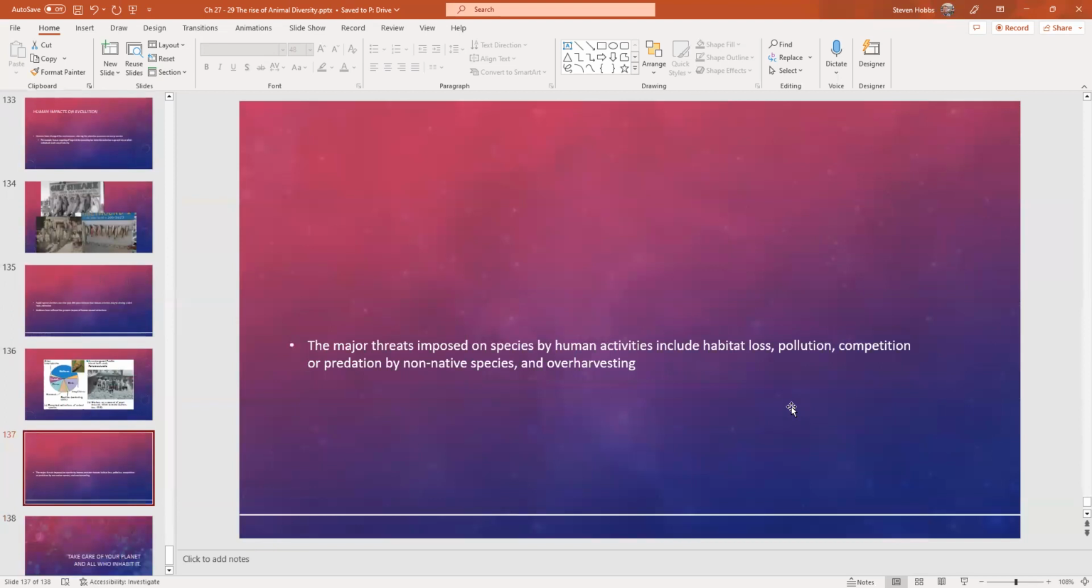So 3 major threats: habitat loss, pollution, and then competition, also known as predation, as well as overharvesting being the same thing. When we pull out those species, we are competing with them for their own life. So I combined competition and predation and overharvesting. I combine those 3. Pollution and habitat loss are the other 2.